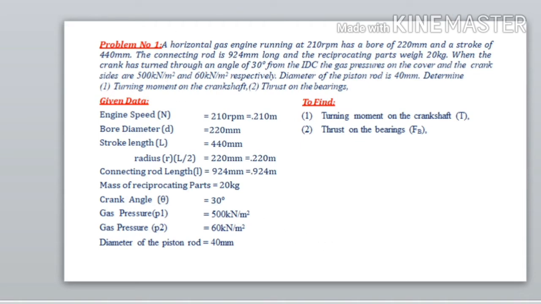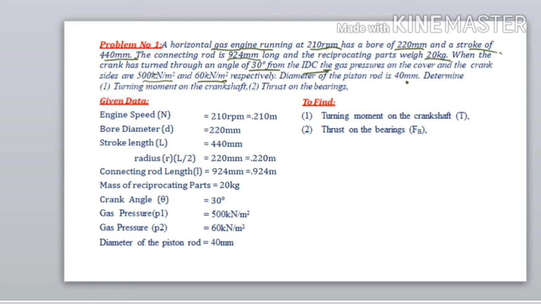We have the first question: a horizontal gas engine running at 210 rpm has a bore of 220 mm and a stroke of 440 mm. The connecting rod is 924 mm long and the reciprocating part weighs 20 kg. When the crank is turned through an angle of 30° from the IDC, the gas pressures on the cover and the crank sides are 500 kN per meter square and 600 kN per meter square. Sorry, it's not mm, it's meter square.